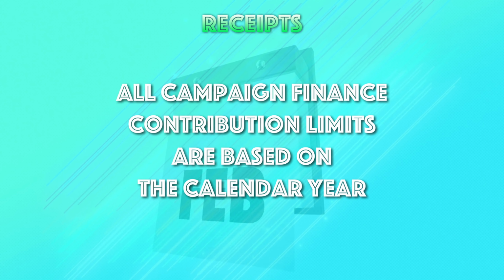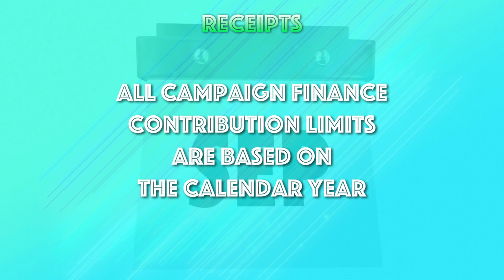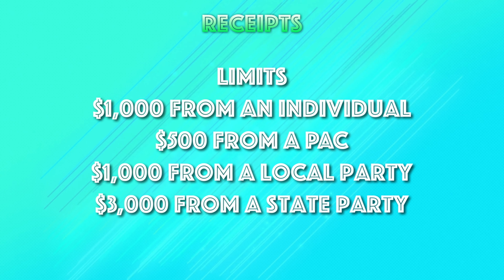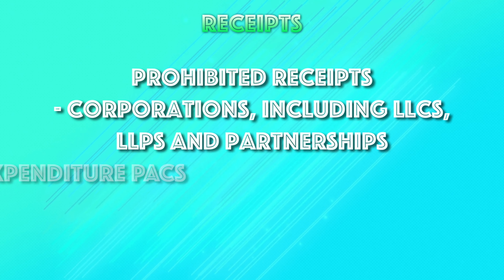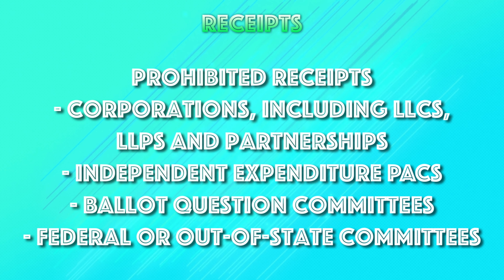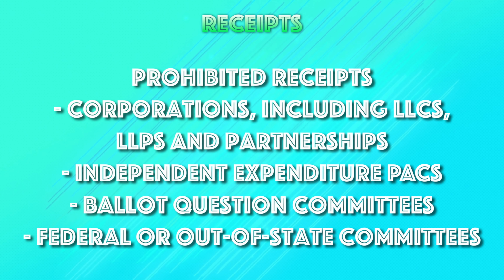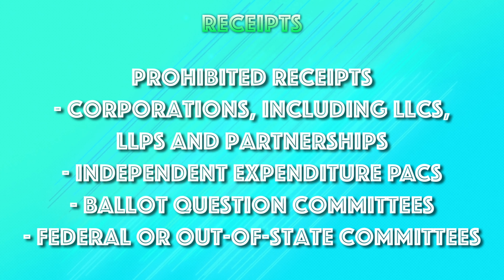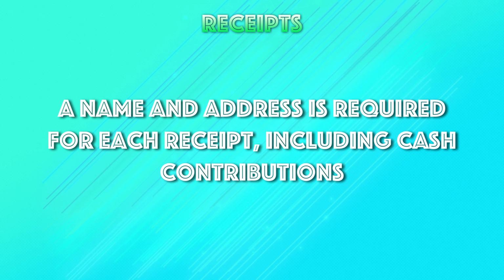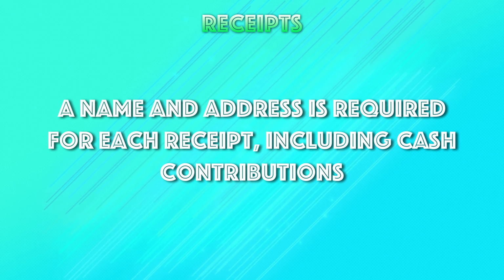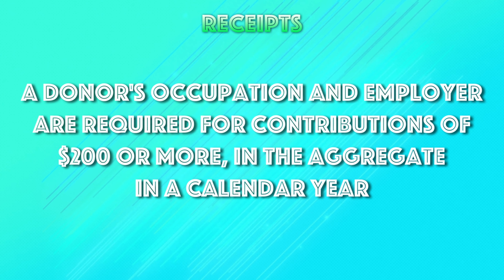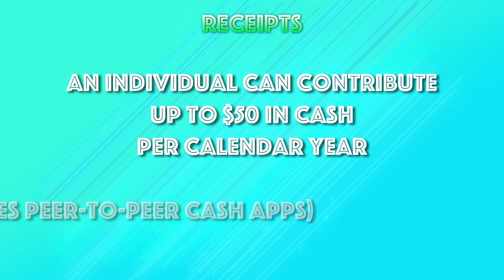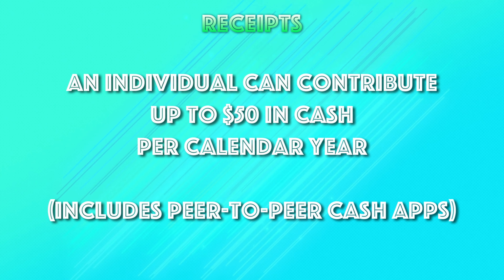All campaign finance contribution limits are based on the calendar year. These are the calendar year contribution limits for money being contributed to candidates. Prohibited receipts include contributions from corporations, LLCs, LLPs, and partnerships, independent expenditure PACs, ballot question committees, and federal or out-of-state committees. A name and address is required for each receipt, including cash contributions. A donor's occupation and employer are required for contributions of $200 or more in the aggregate in a calendar year. An individual can contribute up to $50 in cash per calendar year.